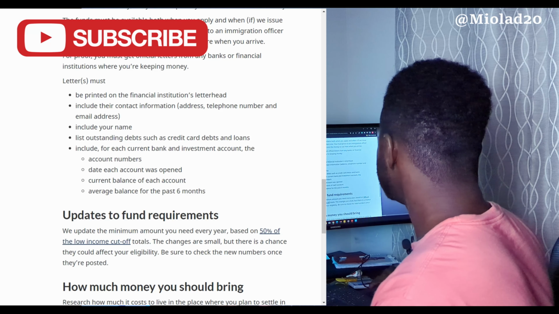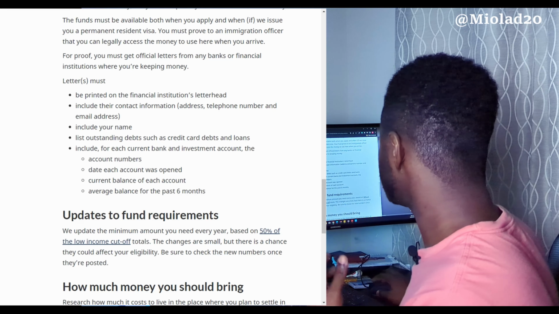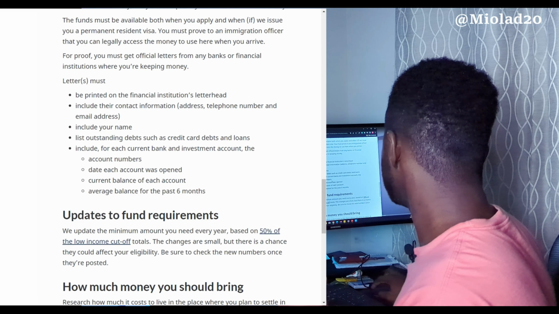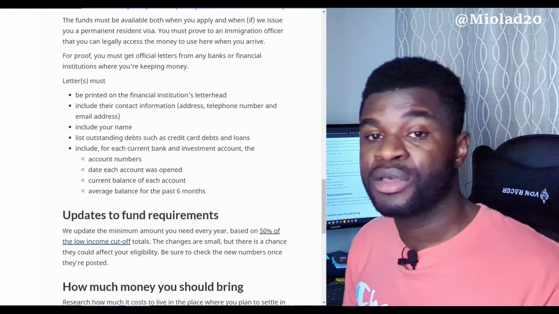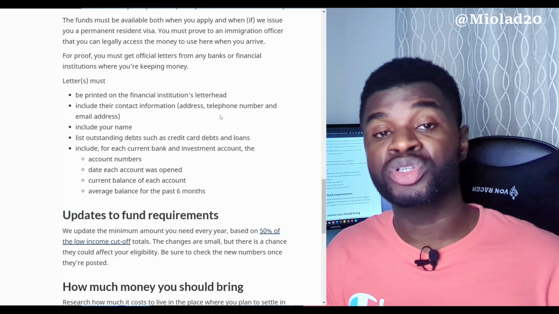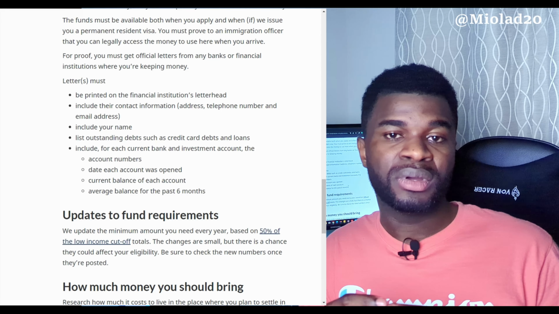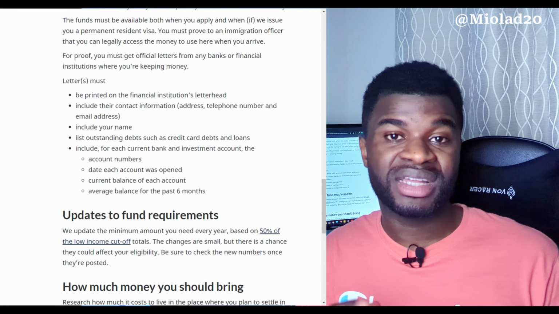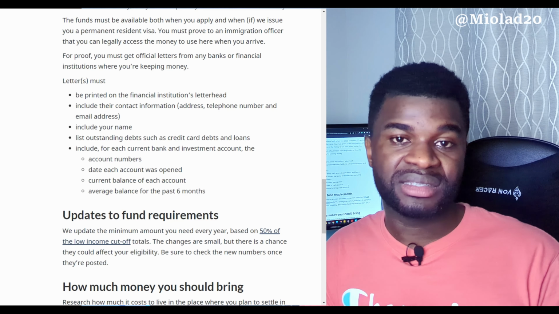The letter must be printed on the financial institution's letterhead. It must include the bank's information. Of course, it must include your name. It must show the amount of money you have in that account, and it must show the current balance of the account and the average balance for the past 6 months. I know that some financial institutions in Nigeria do not show the average balance on the letter they would give to you. However, they would give you an account statement, and you can include your account statement just so that the visa officer can also see what the average balance is in the last 6 months.